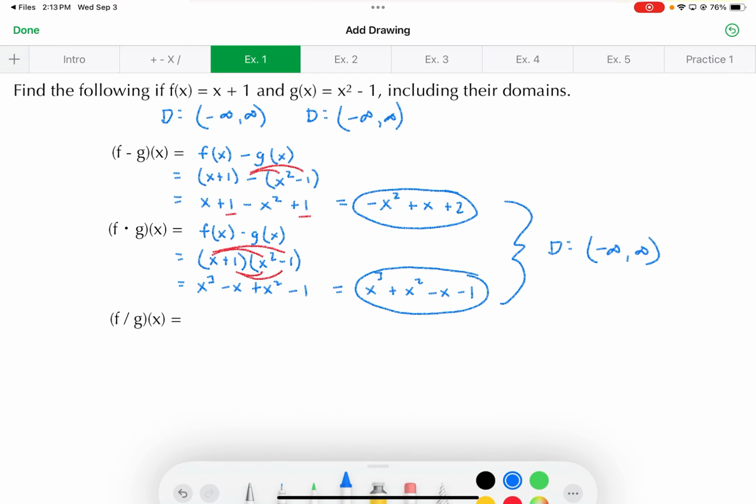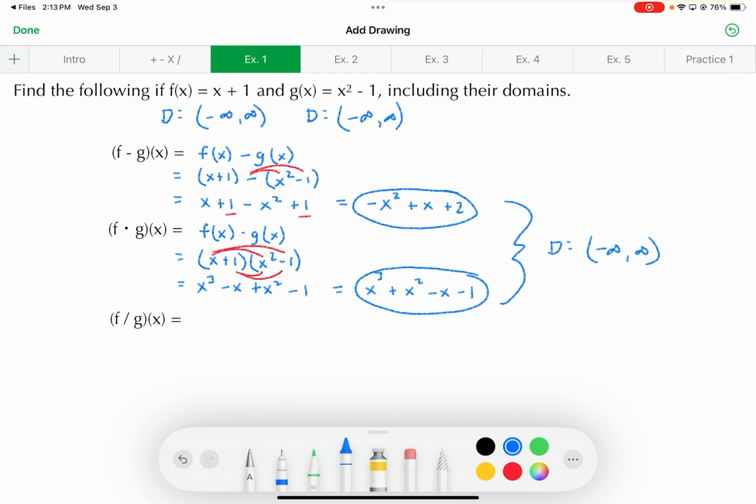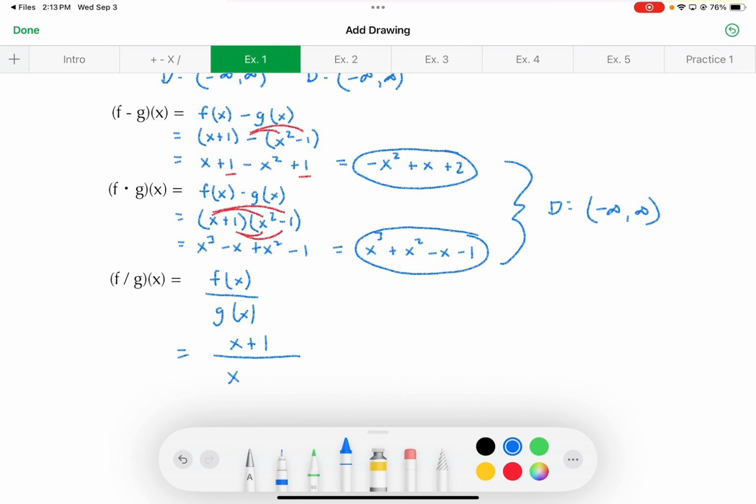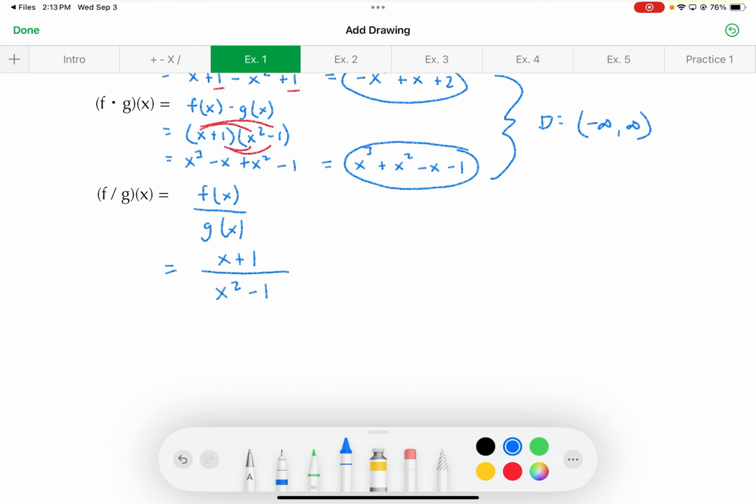All right, now, quotient, you've got to be careful here. This is the same as f of x divided by g of x, or x plus 1 divided by x squared minus 1. Is that simplified? No. What can I do to simplify it? You can factor the x squared minus 1. Very good. So I'm going to factor the difference of squares. And what's that allow me to do?